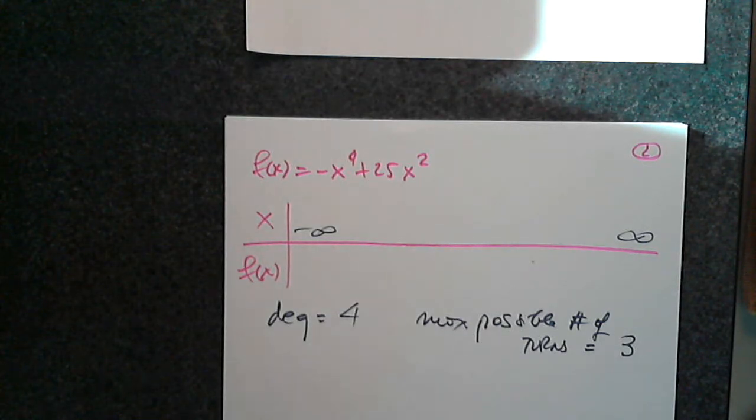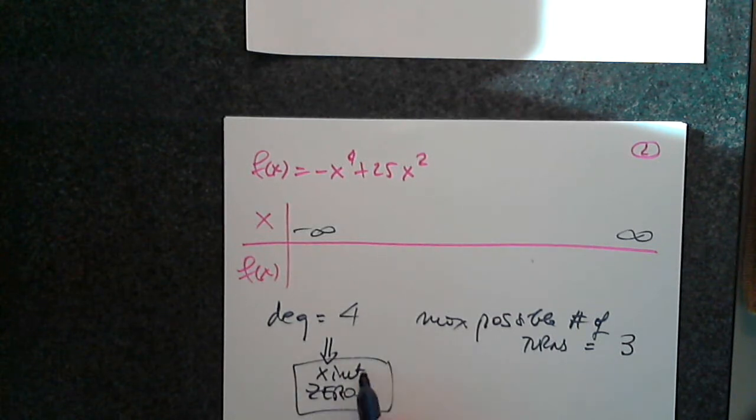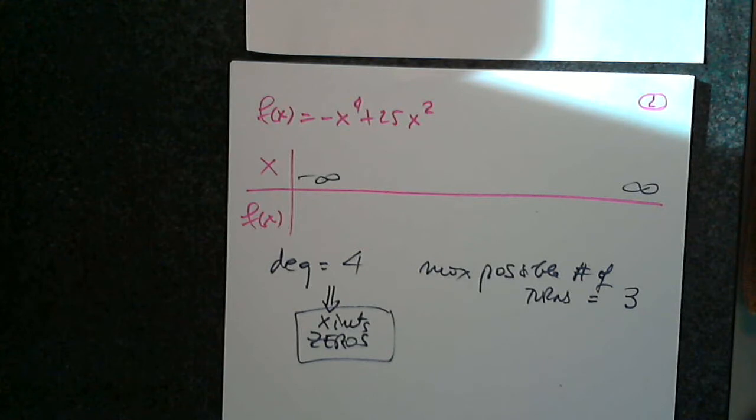Good. So that means that since the degree is 4, how many x-intercepts or zeros? Same thing. 4 indeed. 4 x-intercepts. Even if some of them may be the same, we don't care. Good. Can anyone give us the end behavior? Even degree and leading coefficient is negative.